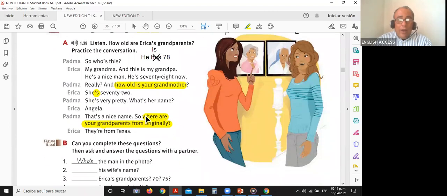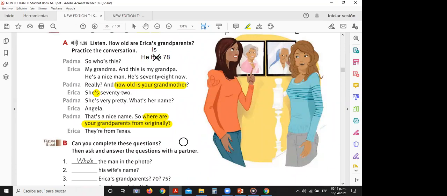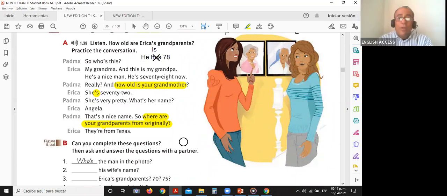Now here, where is used to ask about what? Tell me please, you know this. Where is used to ask about... Dónde, that's the translation, yes. When you ask donde or where, you ask about what? You ask about places. So where is used to talk about places.